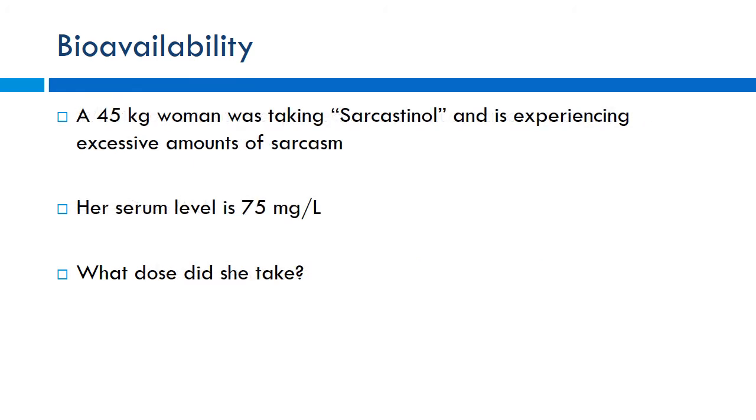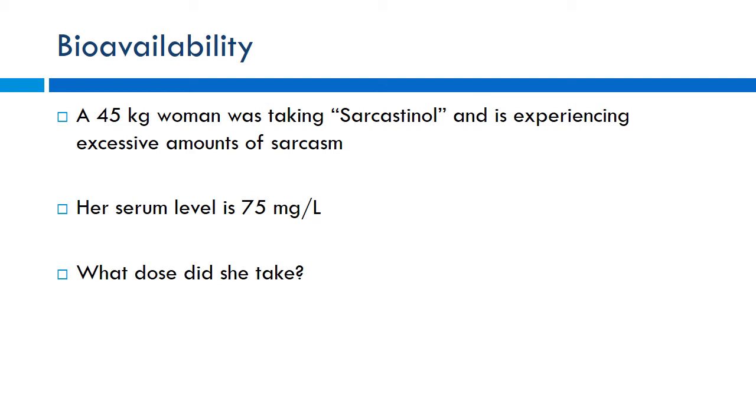Let's say a 45-kilogram woman was taking sarcasinol, and now she's experiencing excessive amounts of sarcasm. She has overdosed on this drug. Let's say her serum level is 75 milligrams per liter. What dose do we think she took? Knowing that C0 equals dose over VD, for her, 45 kilograms times 0.2 should be our volume of distribution. So for her, it's roughly 9 liters.